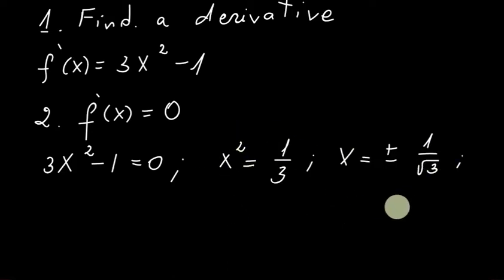Now I don't like how it is written, so let's multiply it by the square root of 3 divided by the square root of 3, and once we do that we get it like that. That's just a better way to write it, because we don't like square roots or any roots in our denominator.